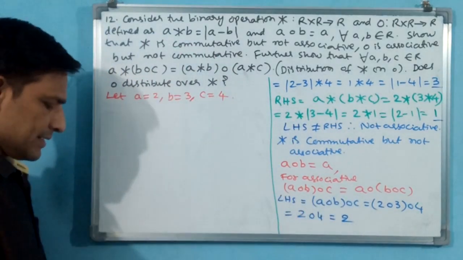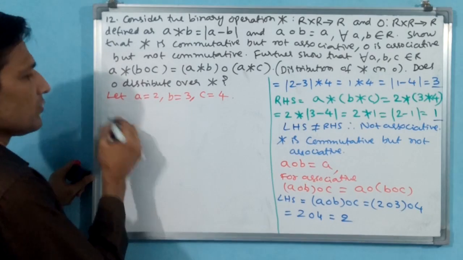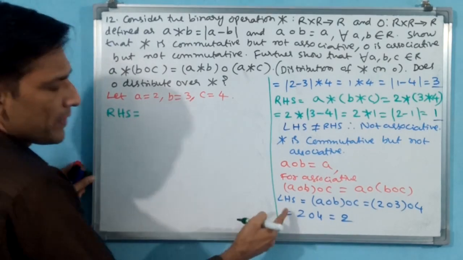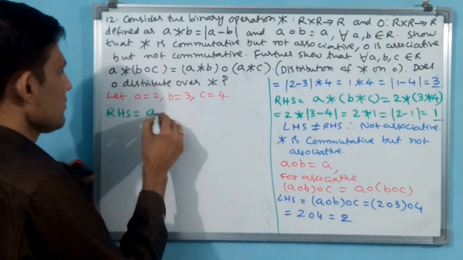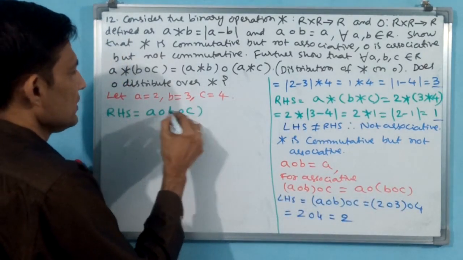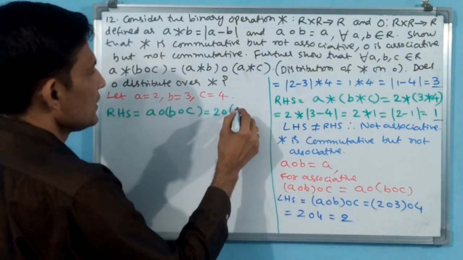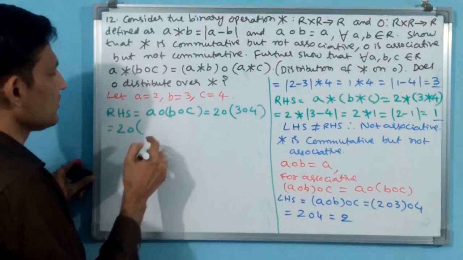Okay, that is LHS. You go for RHS. RHS is equal to, I am writing here again. You see, RHS is equal to (A O B) O C. That is equal to, A is 2, O 3 O 4. That is equal to 2 O, like that only.